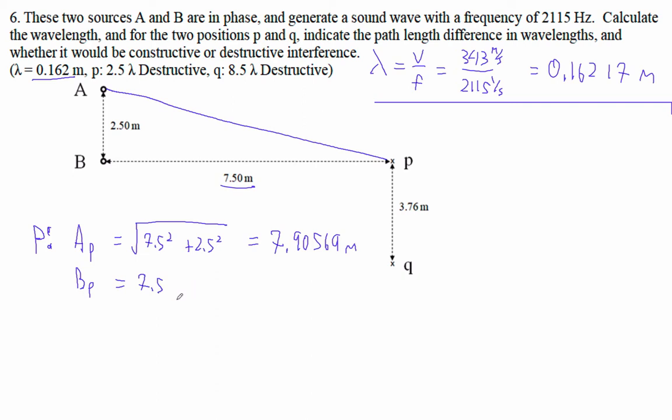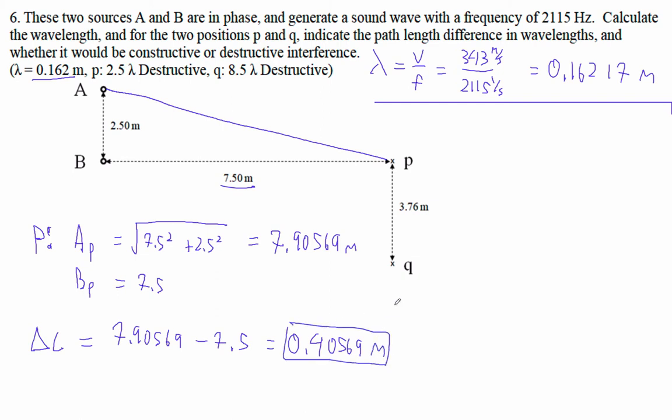Okay, so our path length difference is 7.90569 minus 7.5, which is 0.40569 meters. Okay, so that's our path length difference, but we need to know what the wave number difference is, right?